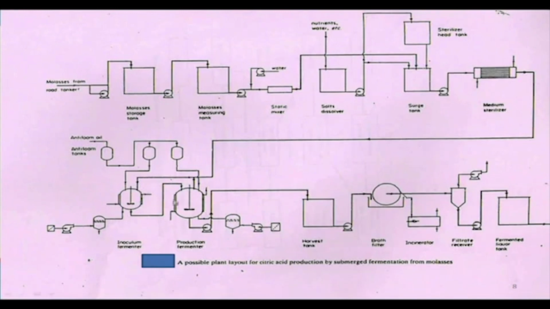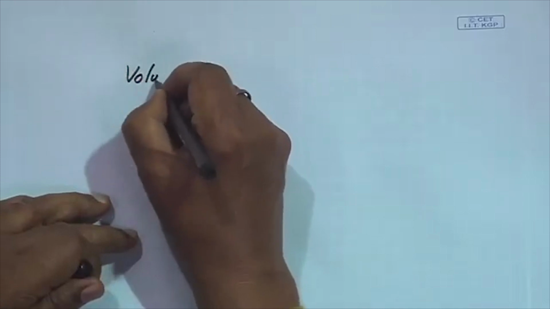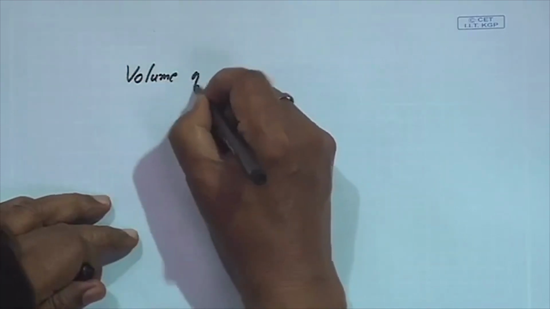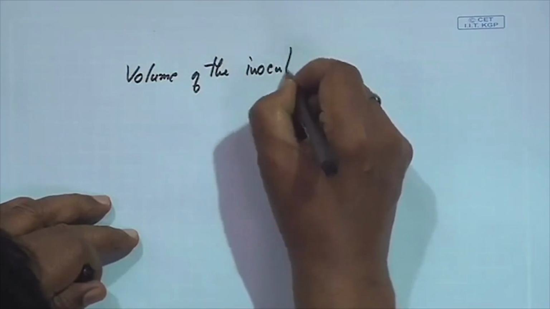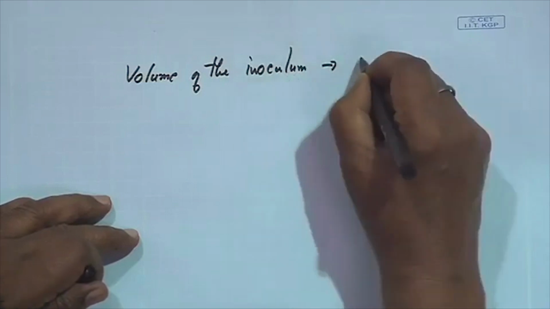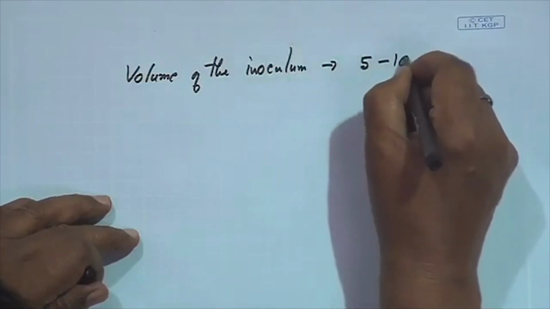Then what happens in this fermentation process, this inoculum vessel and production fermenter are located in the fermentation plant. And usually the volume of the inoculum is usually 5 to 10% of the fermentation media.